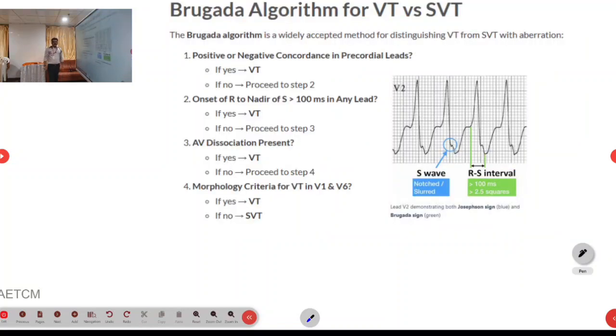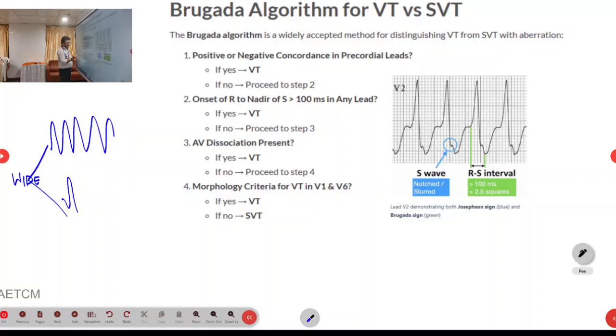Now, the Brugada algorithm for VT versus SVT with aberrancy. There is an algorithm called the Brugada algorithm. Why I am telling this is, last time we learned wide complex ECG. It can be VT that we learned just now, or an SVT. SVT is always a narrow complex rhythm, but if it is associated with RBBB, LBBB, or WPW syndrome, that also will become wide. It is highly difficult to identify these two different types of rhythm abnormalities in ECG.